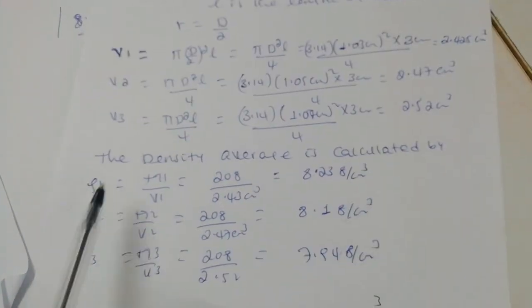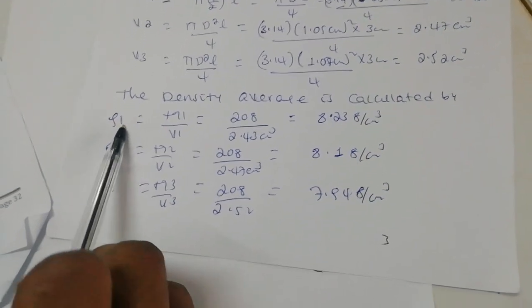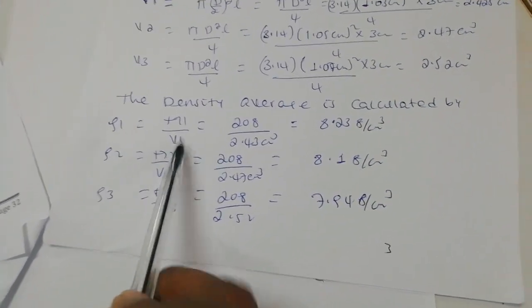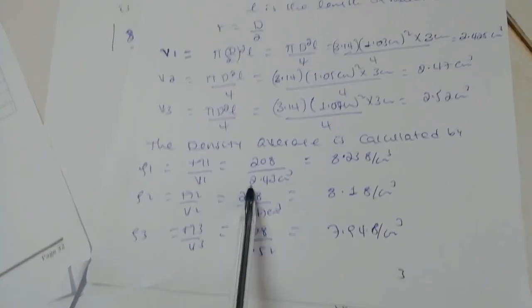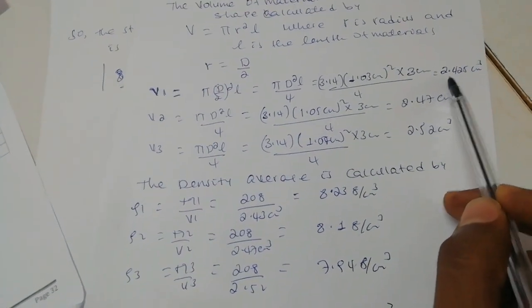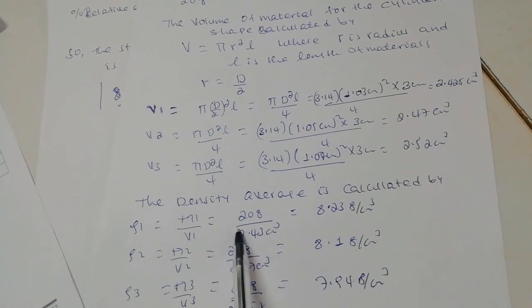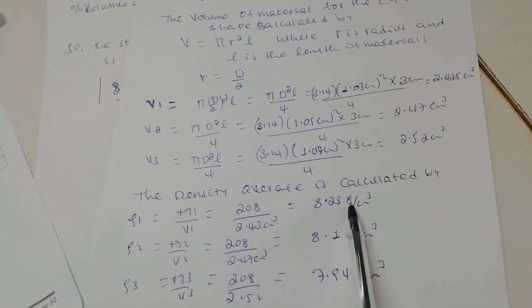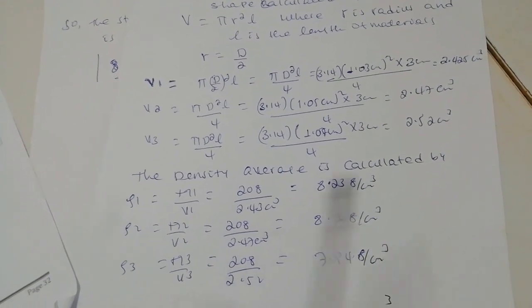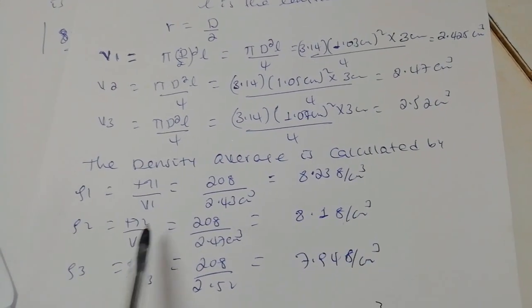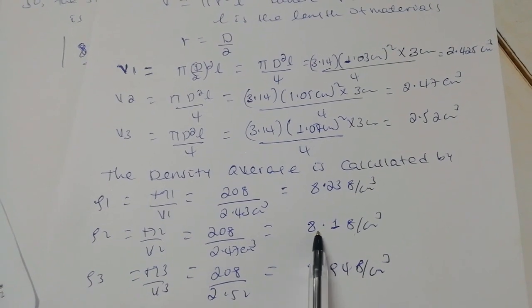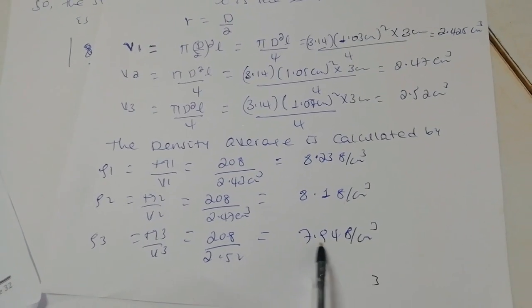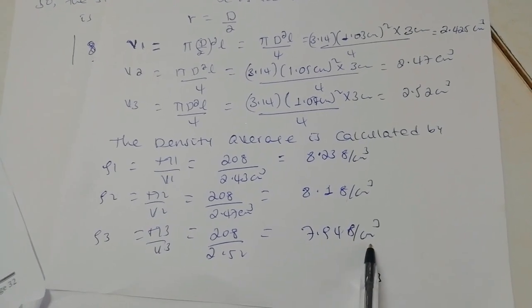If you find the density one by one, density is equal to mass over V1. The mass is 20 grams. 20 grams divided by the individual measured volume 1, 2.425 centimeter cube, is around 8.23 gram per centimeter cube, the first density. The second trial for density is mass 2 over V2. 20 gram divided by 2.47, we get 8.1 gram per centimeter cube. The third one is around 7.94 gram per centimeter cube.